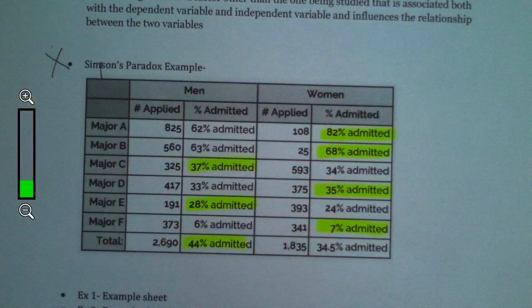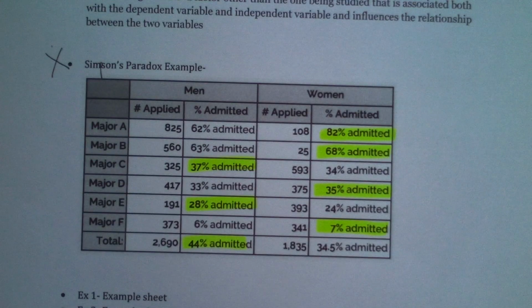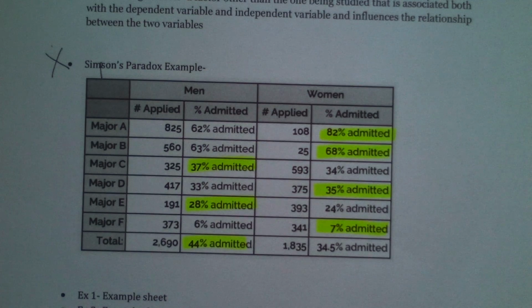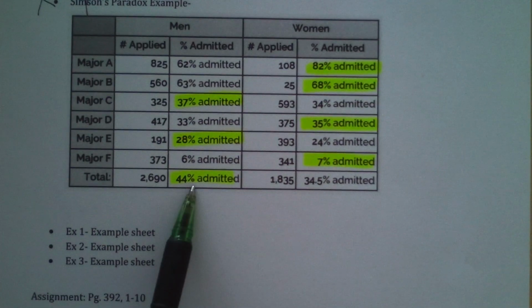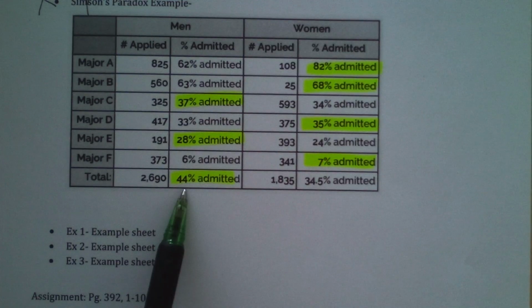The example that the book has for Simpson's paradox is a thing back in the 1970s with Berkeley College where they were being sued for discrimination. Basically they were saying, hey, you're not accepting women as much as you're accepting men at your college. The totals, printed in the newspaper, said that 44% of men were accepted for the programs at Berkeley, but only 34.5% of women were accepted.